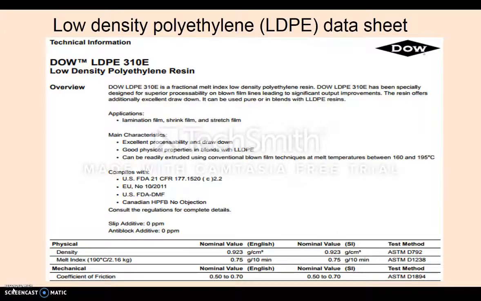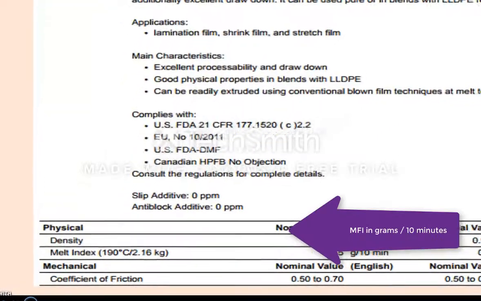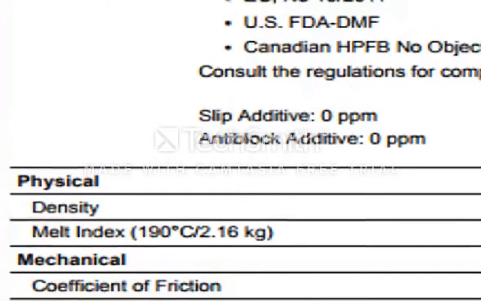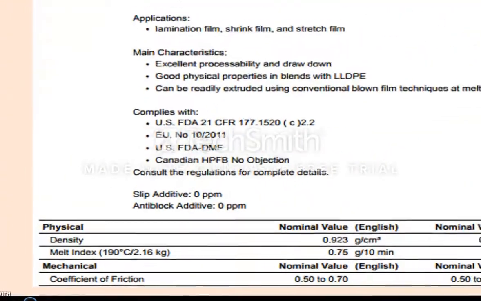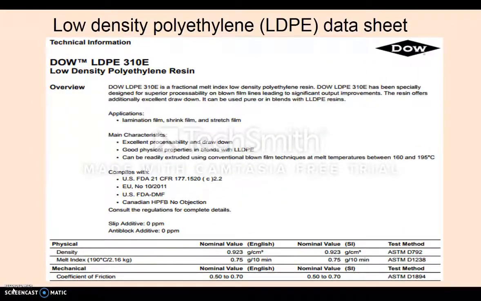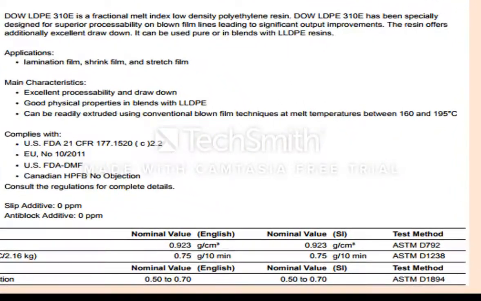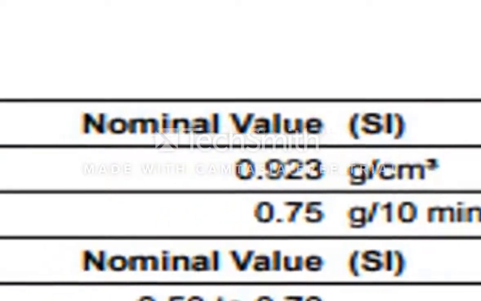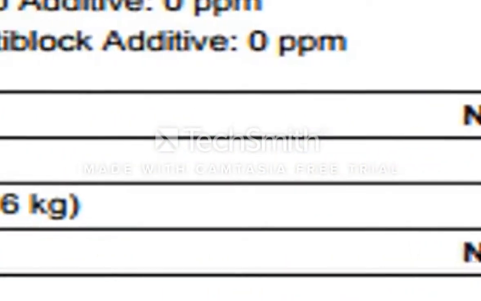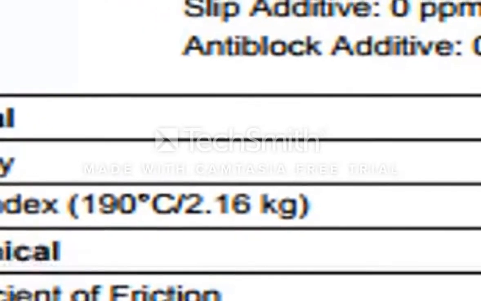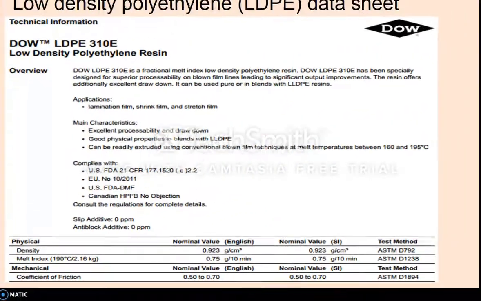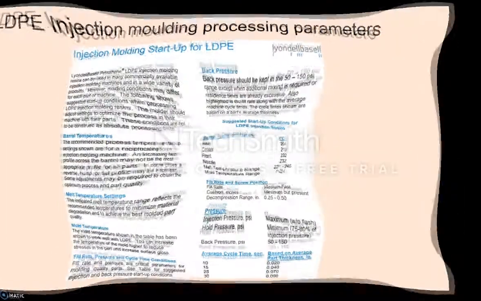The only piece of information I'm really looking at from this datasheet is the melt index. That's going to give us an indication of what the MFI, or melt flow index, is for this particular material, but more importantly, at what temperature and at what conditions this test was carried out. When we look at the melt index for this low density polyethylene, which is supplied by Dow Corning, the MFI is 0.75 grams per 10 minutes, and this test was carried out at 190 degrees C using a weight of 2.16 kilograms. So this 190 degrees C is more than 70 degrees above the actual melting point of the low density polyethylene. So let's continue.